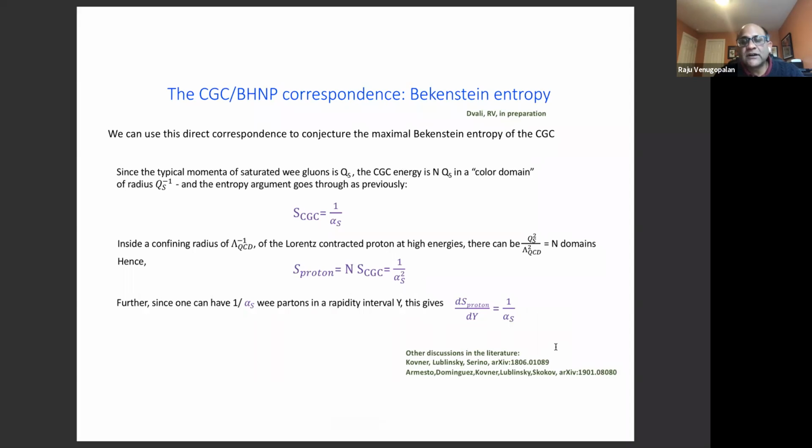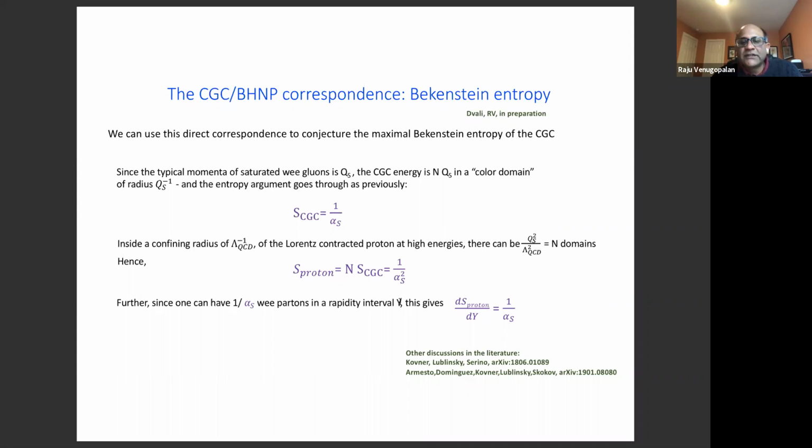So in fact, one can use this correspondence to conjecture what the Bekenstein entropy of the CGC is. And the arguments there go through in exactly the same way as in the black hole and portrait, where the CGC energy in a domain of size 1 over Q_S is N times Q_S. And so the CGC entropy is bounded by 1 over alpha_S. So inside a confining radius of the proton, which is 1 over lambda QCD, there can be Q_S squared over lambda squared domains, right? So the entropy of the proton is N times that of the CGC. So you have these N CGC domains inside the proton, and that's just 1 over alpha_S squared, okay?